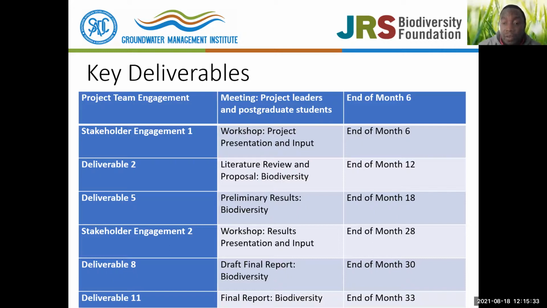It's at the end of month 28, and then we have the draft final report for the biodiversity component at the end of month 30. So this one will incorporate the inputs from the stakeholder engagement. And then the final deliverable report submitted to JRS at the end of month 33.